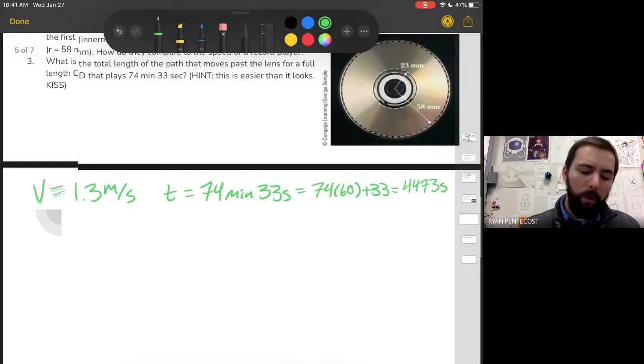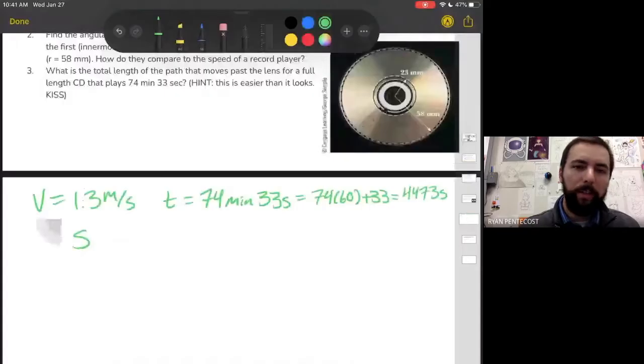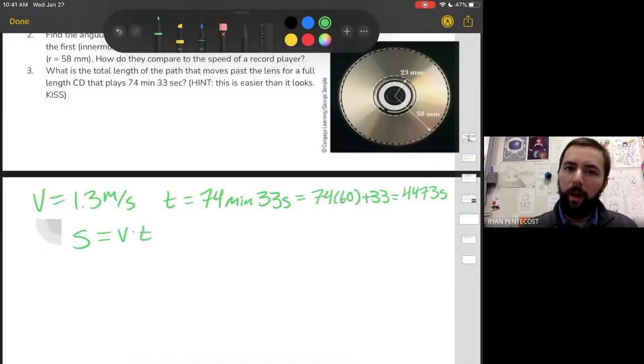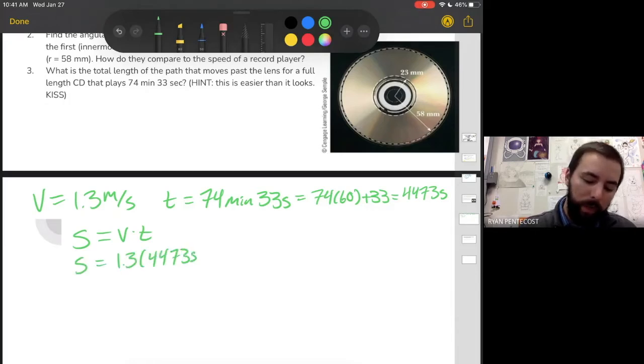So we have velocity, we have time. What we want is the total path, right? We want the arc length, S. So we do have the equation S equals VT. Okay, if it's a constant velocity, you just see how far you would travel if you go at this velocity for this time, right? That's just basic position math. So we take S equals 1.3 times 4,473 seconds, and you would get approximately 5,800 meters, which is 5.8 kilometers.